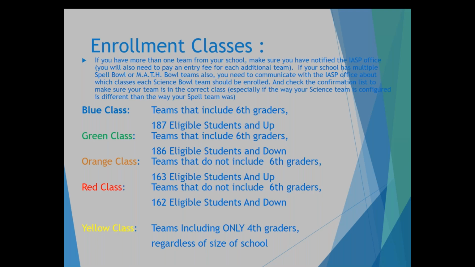So blue class, teams that include 6th graders with 187 eligible students and up. Green class is teams that include 6th graders with 186 eligible students and down. Orange class, teams that do not include 6th graders, 163 eligible students and up. And red class, teams that do not include 6th graders, 162 eligible students and down. And yellow class, teams that only include 4th graders, regardless of the size of the school.